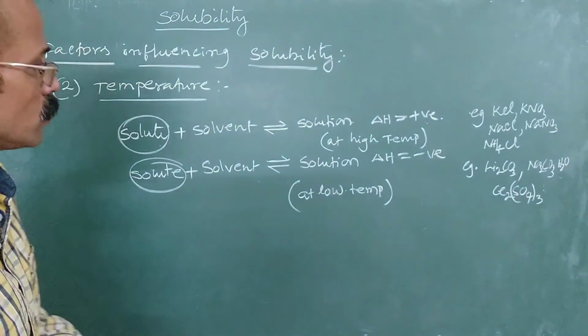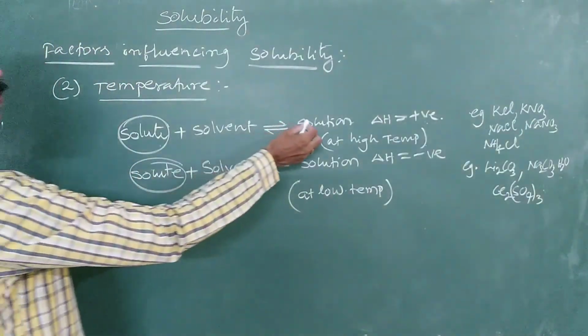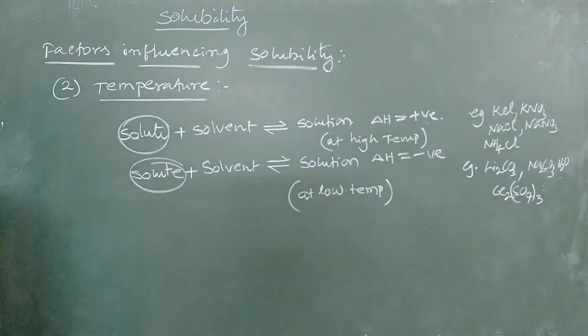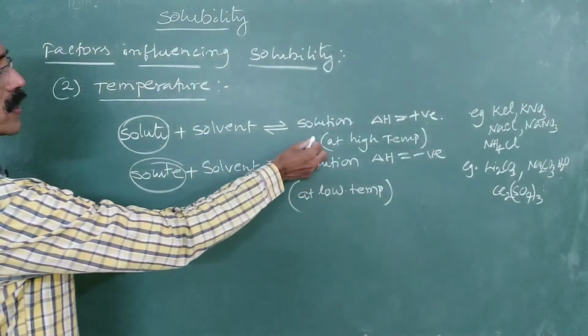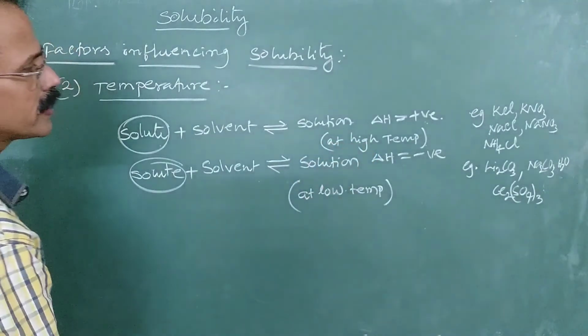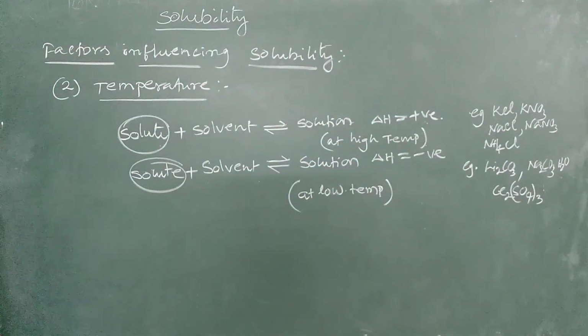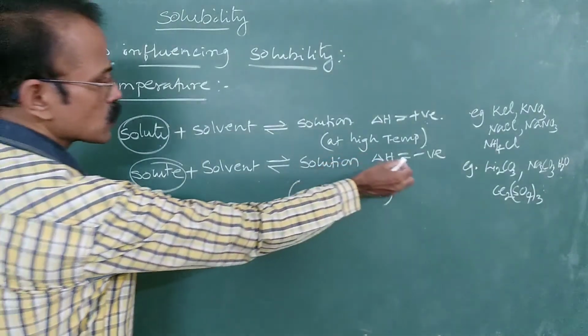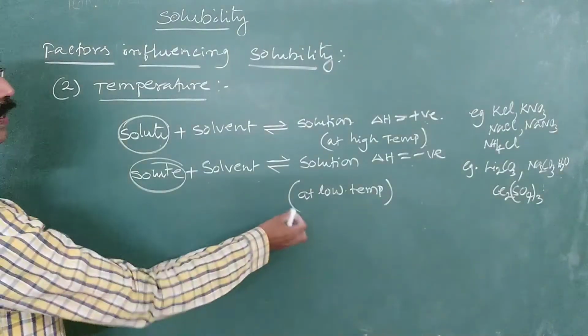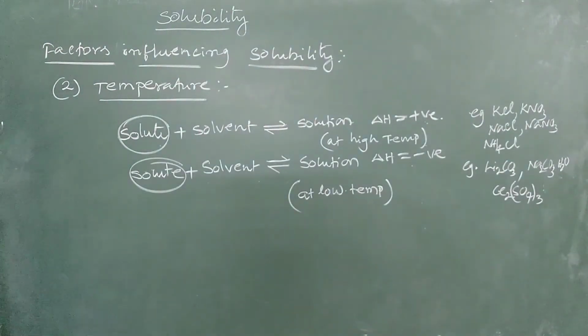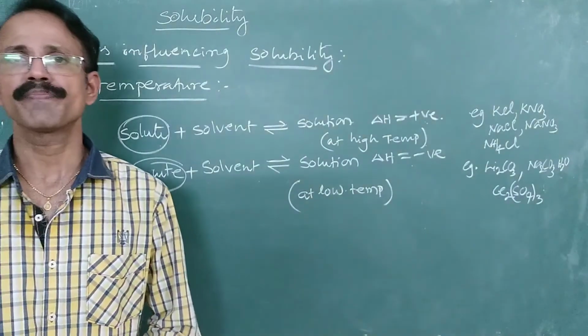So if the formation of solution is endothermic, that is favored at high temperature, or solubility increases with rise in temperature. And if it is an exothermic reaction, then the formation of solution is favored at low temperature, or solubility increases with a decrease in temperature, right? So this is the conclusion.